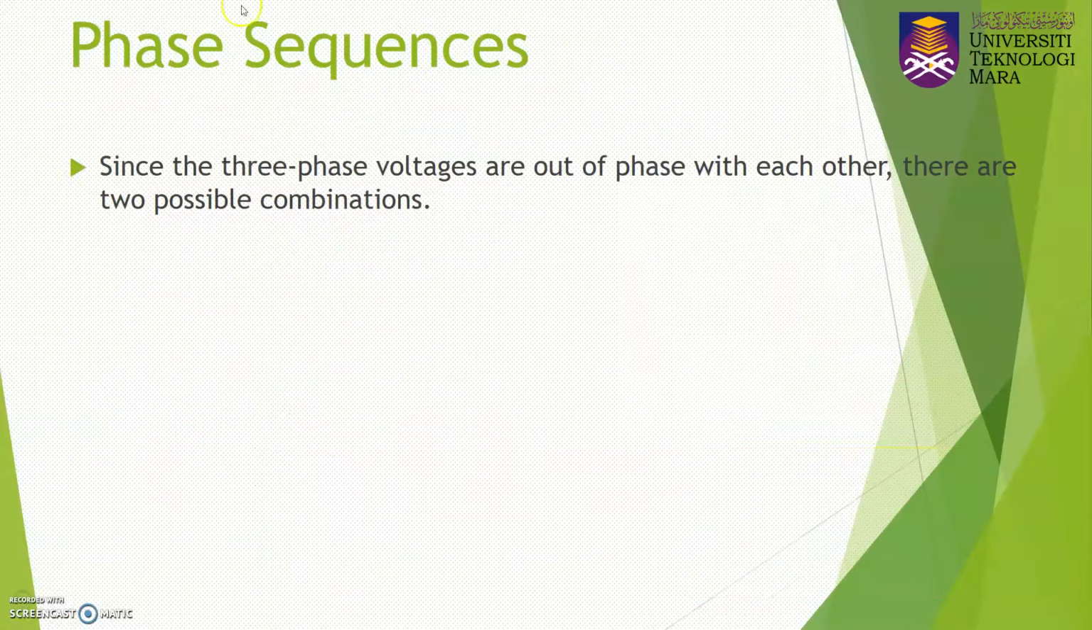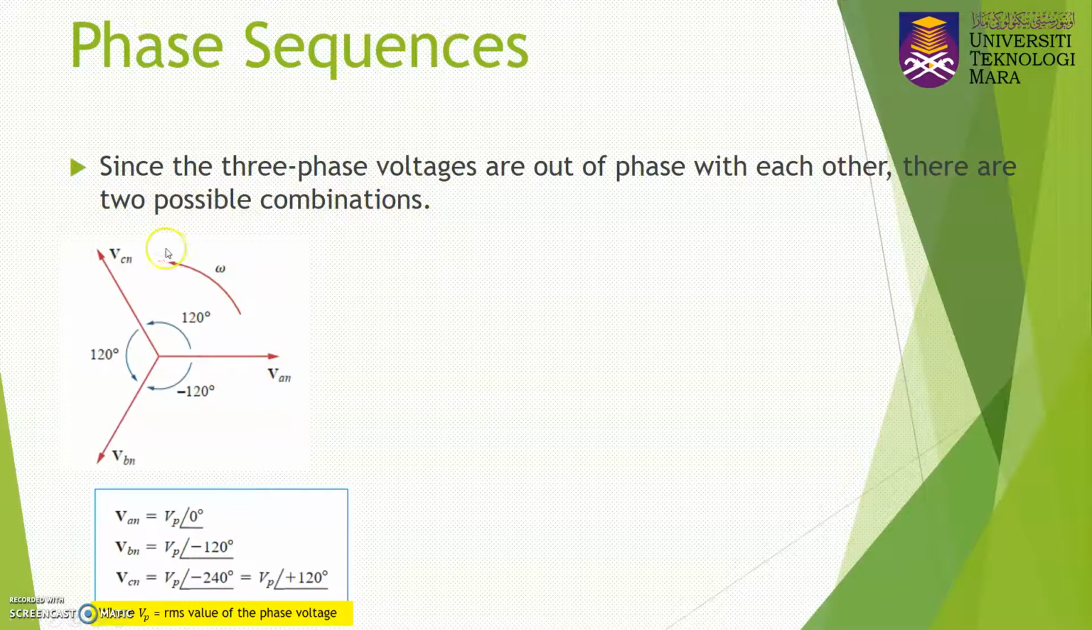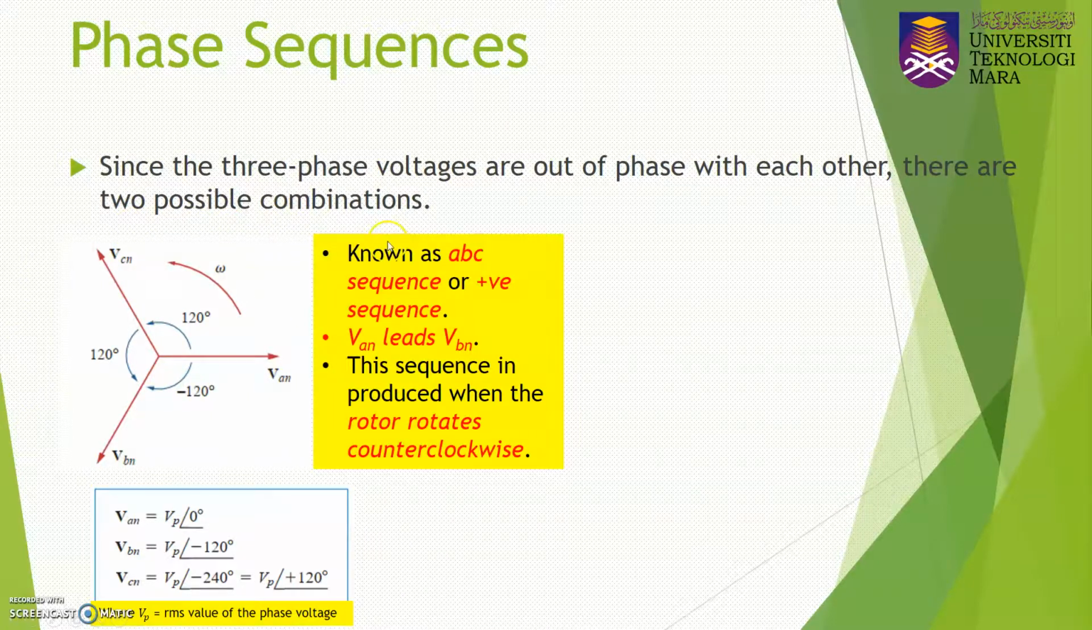So for the phase sequence, since the three phase voltages are out of phase with each other by 120, there are two possible combinations of the phase sequence. The first one we call the ABC phase sequence, meaning that VAN comes first, followed by VBN, and then followed by VCN. We call it a positive sequence, known as the ABC sequence or positive sequence. In this case, the VAN leads the VBN by 120. This sequence is produced when the rotor rotates counterclockwise.